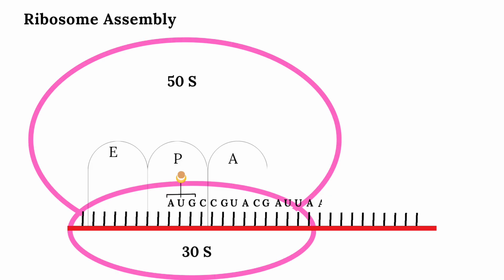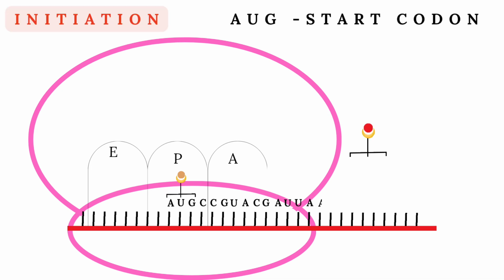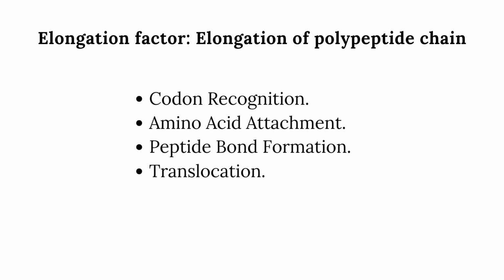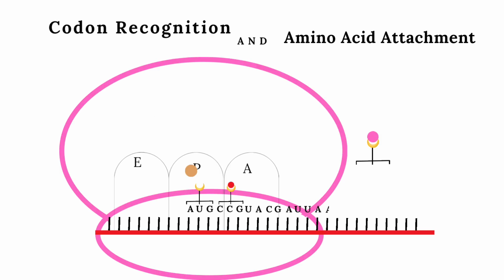Then the large ribosomal subunit 50S joins the small ribosomal subunit, forming a functional ribosome around the mRNA strand. The ribosome is now set to begin building the protein during the elongation phase. This is the elongation phase during mRNA translation. In codon recognition, the ribosome is attached to the mRNA at the start codon.